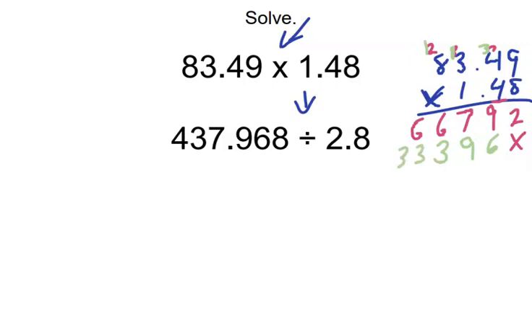Okay, and then the last one is the number 1. So that's going to be pretty easy. We're just going to put space, space. And then 1 times 9 is 9. 1 times 4 is 4. 1 times 3 is 3. And 1 times 8 is 8. Okay, so now let's add these up.